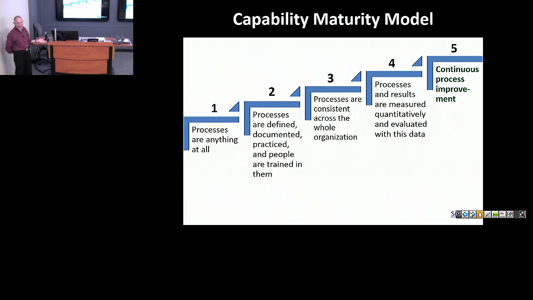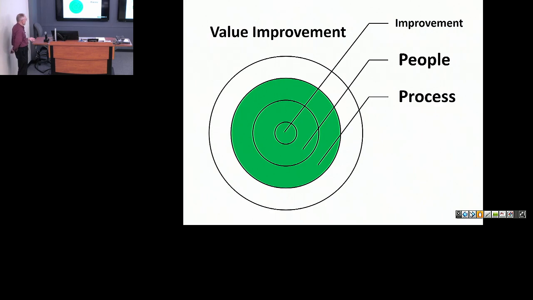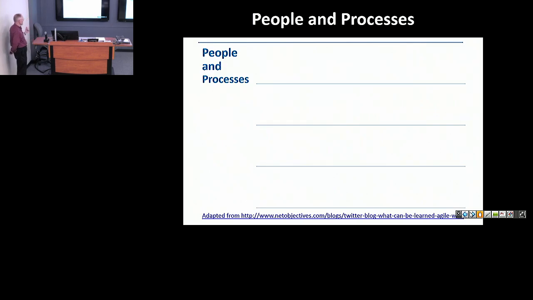So that's why five is we have a way to continually improve. All right. So people and processes are sort of at the core of what we're doing inside the organization. Outside the organization, we're focused on client value. But inside the company, we're going to first of all be focused on people and process. And then finally, we're going to be focused on flow. Right? But we're not the flow yet. That's sort of the last step in the process. So bad processes will overwhelm good people.